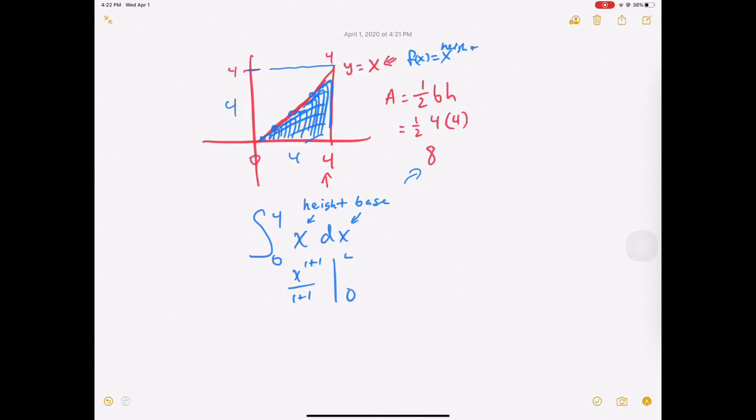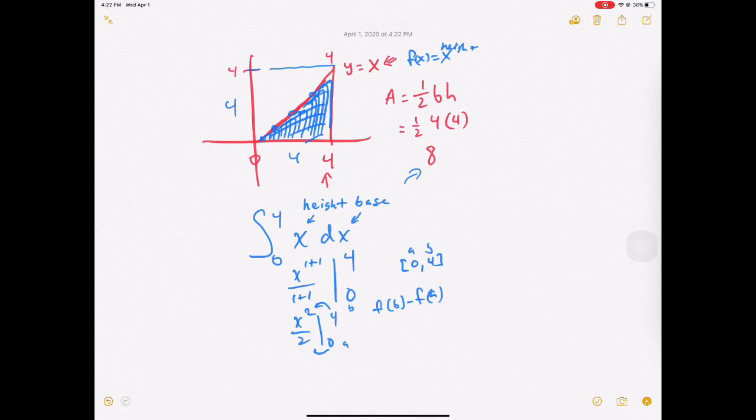We're going to plug in our definite integral from 0 to 4. The x squared over 2, plug in 0 to 4. Plug in the 4. So b minus a. It was f of b minus f of a, where b and a are our boundaries. In this case, 0 to 4 is our a and b value.